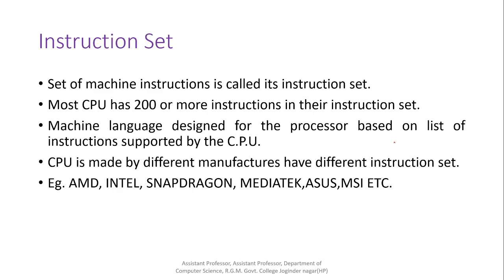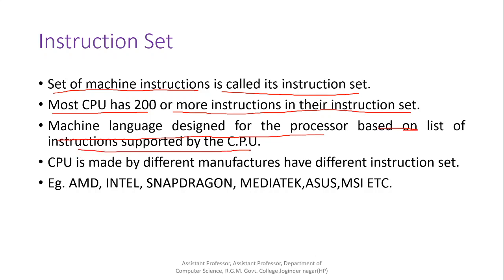So next is the instruction set. The instruction set is basically the set of machine instructions. A set of machine instructions is called an instruction set. Almost every CPU has 200 or more instructions in its instruction set. Machine language is designed for the processor based on the list of instructions supported by the CPU. CPUs made by different manufacturers have different instruction sets.